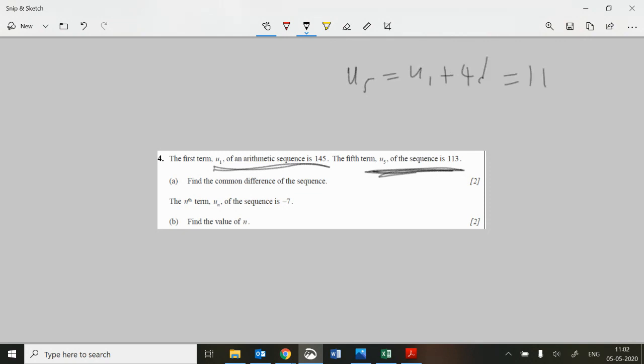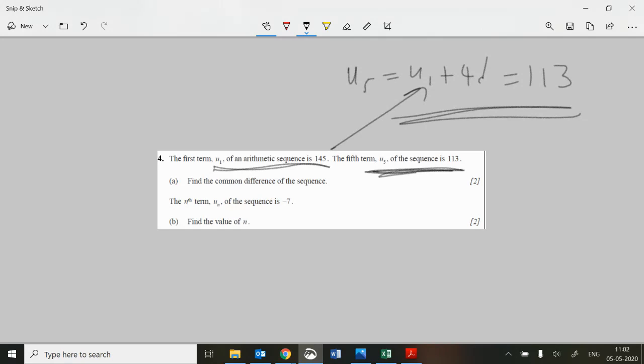gives us 113. But we also know what U1 is. So we can put that in there and then solve for D. Find the nth term of the sequence. So the nth term, UN, of the sequence is -7.